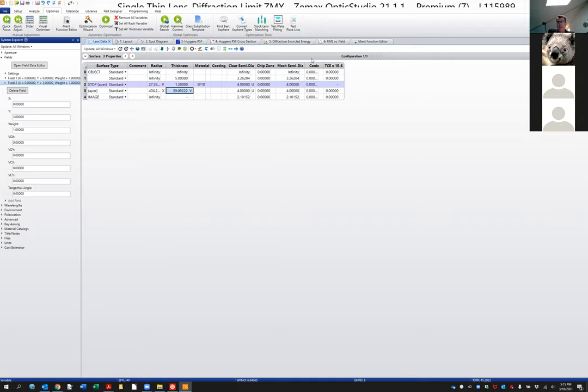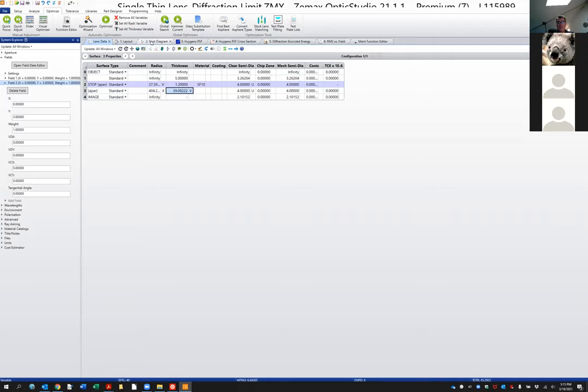Any ideas on how we would verify that this is indeed a lens with a focal length of 40 millimeters? Because the lens image distance isn't going to tell us that. The lens image distance is only approximately 40 millimeters. Professor, you said focal length? Of 40 millimeters? Focal length, yeah. How do we verify that the focal length is 40 millimeters?